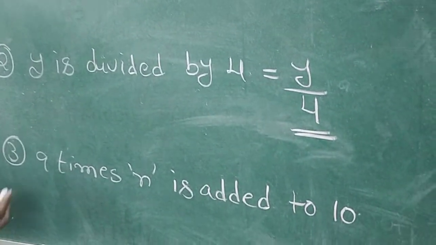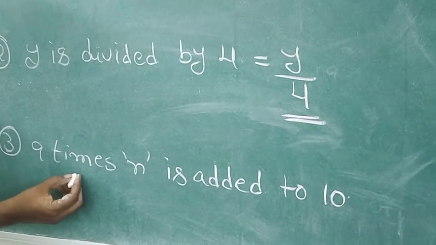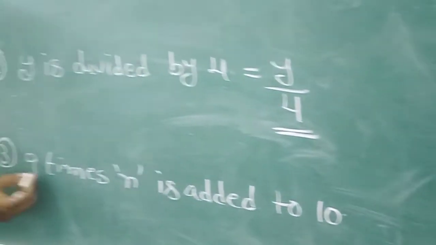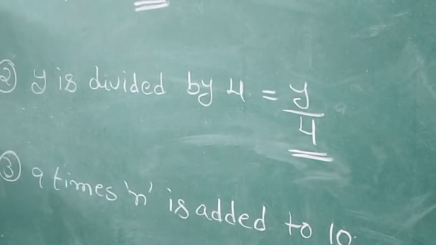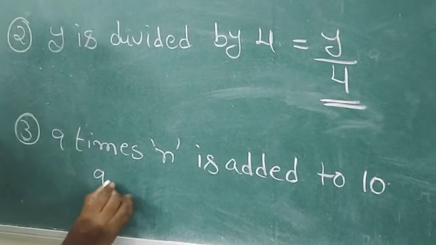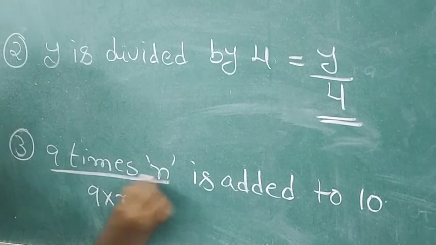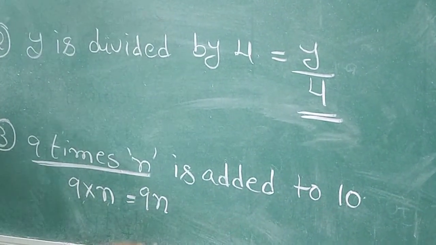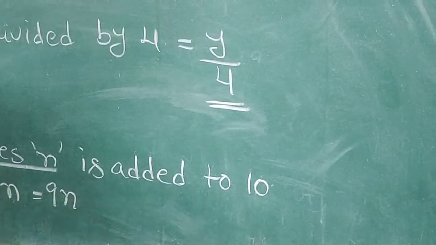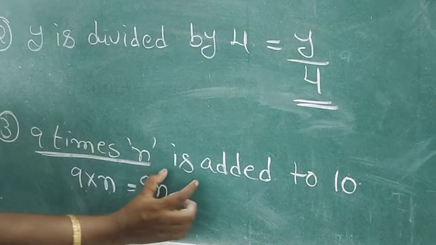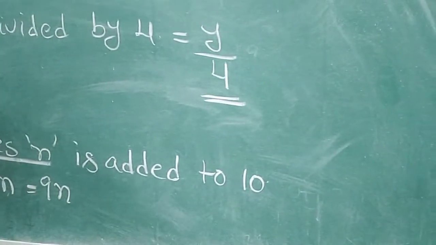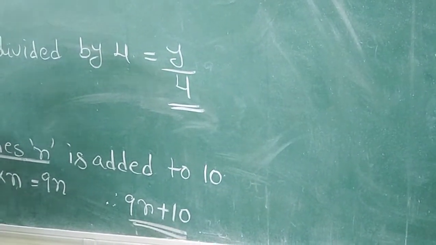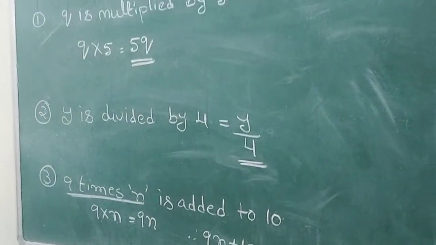Next, 9 times of n is added to 10. 9 times of n, that means multiplying by n. 9 into n. 9 times of n is 9 into n. That is 9n, is added to 10. That is 9n plus 10.